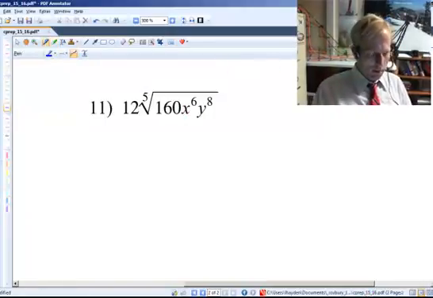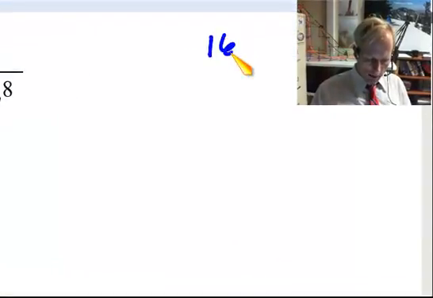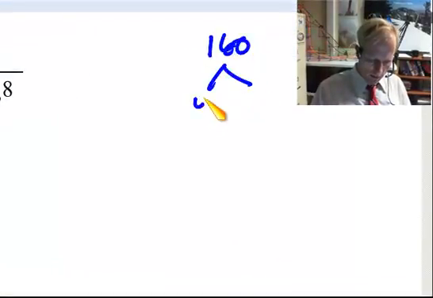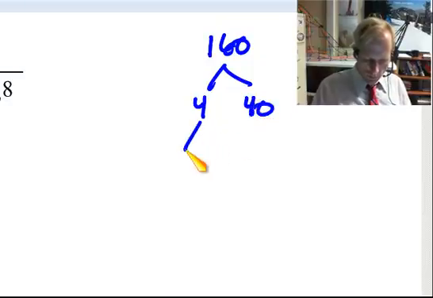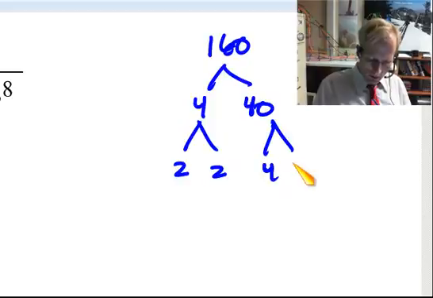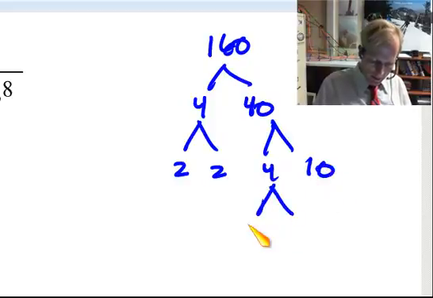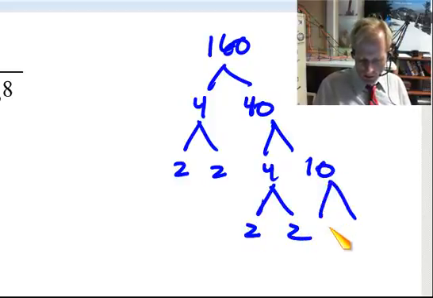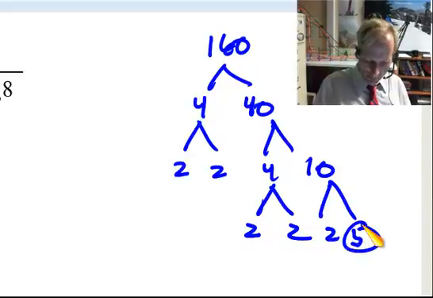Alright, I think this is the last problem. I'm talking about the fifth root. I'm starting with 160, so let's do the factor tree of 160. That's 4 and 40, 2 and 2, 4 and 10, 2 and 2, and 2 and 5.